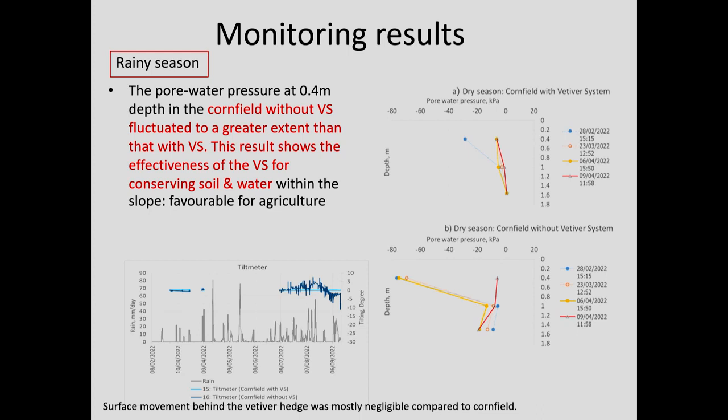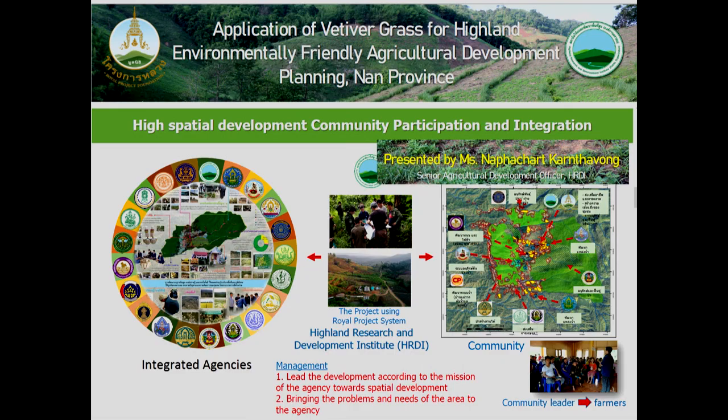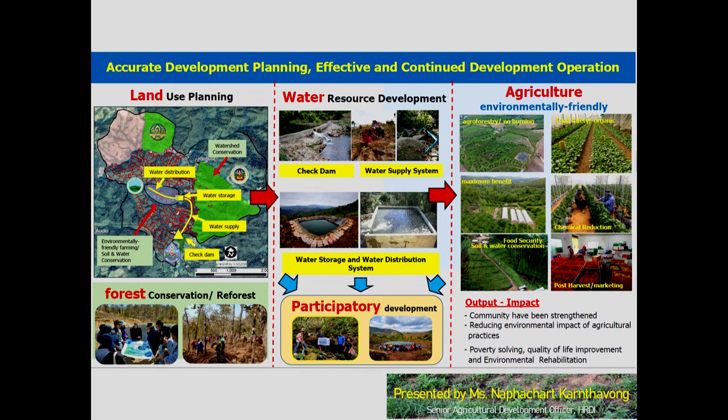So despite the induced infiltration around the vetiver system, the geotechnical stability is not compromised, let's put it this way. And just to show some examples of projects in Thailand, the Highland Research and Development Institute, or HRDI, has done quite a lot in the past through the Royal Project works.